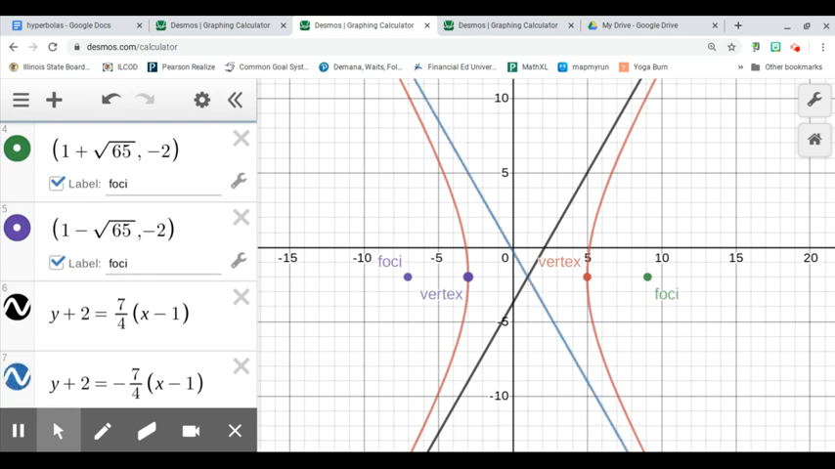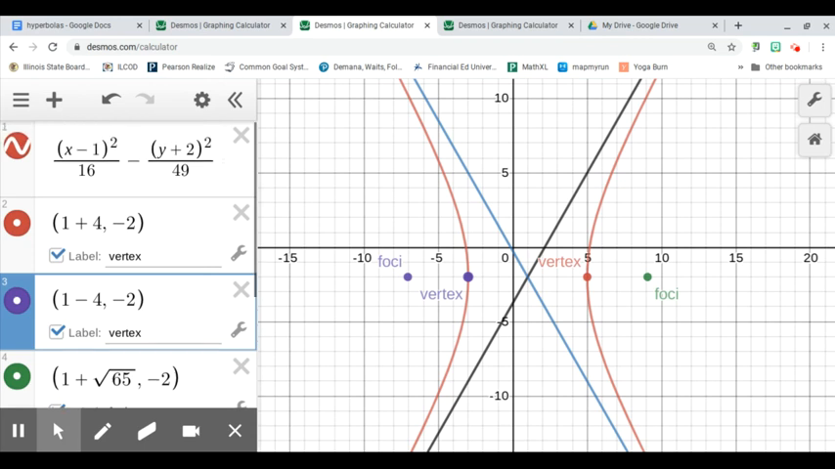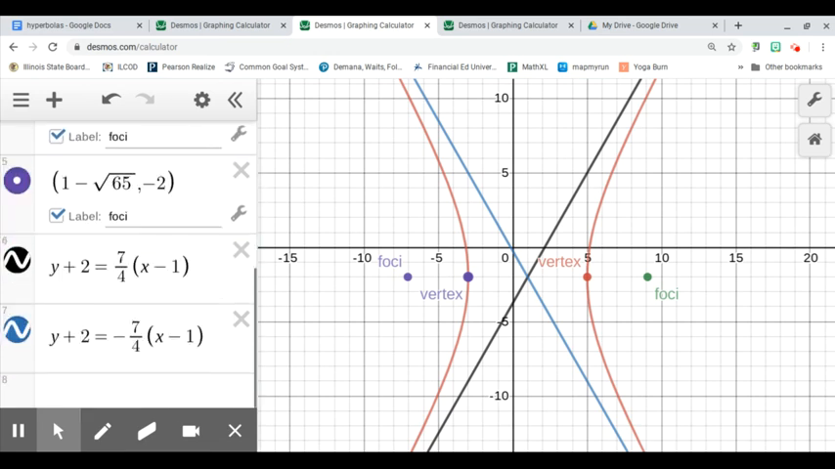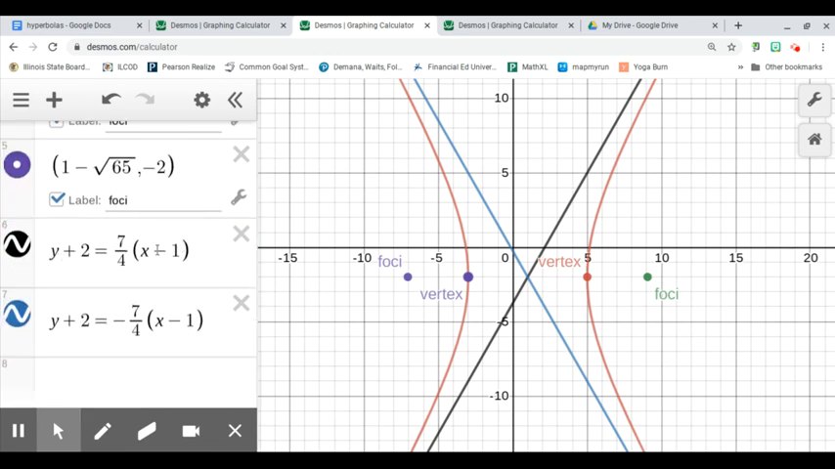So how did I come up with the equation of these asymptotes? How did I know where to draw them in on Desmos? Well, go back to your original equation. X minus 1 and y plus 2 were those two factors that gave me my center point. That just came straight out of my original standard form of that hyperbola. 7 and 4, 7 over 4 in the positive version, 7 over 4 in the negative version.